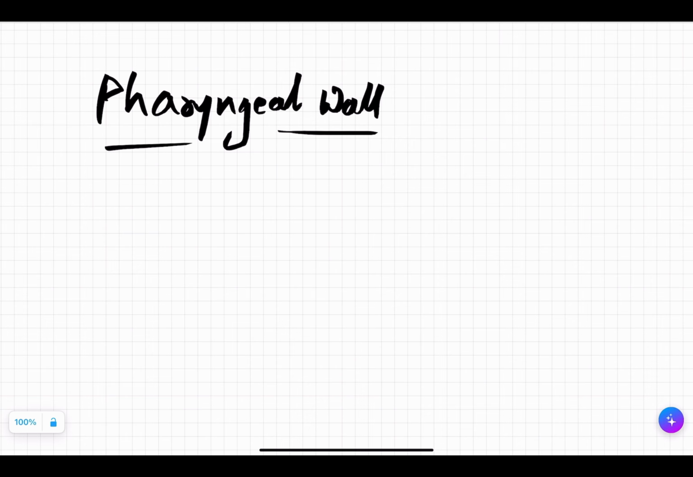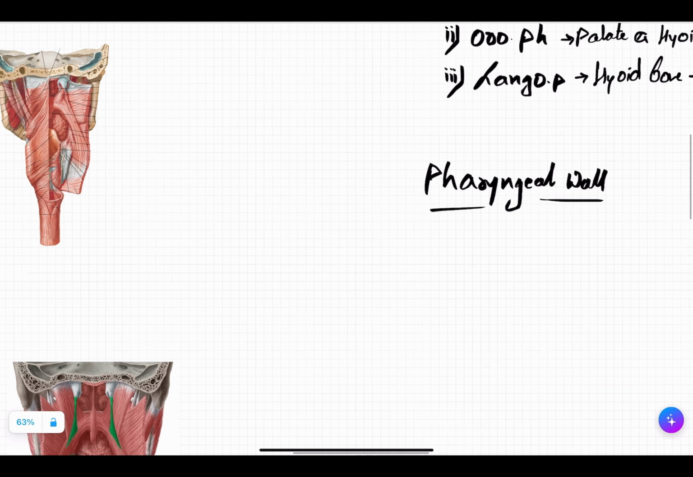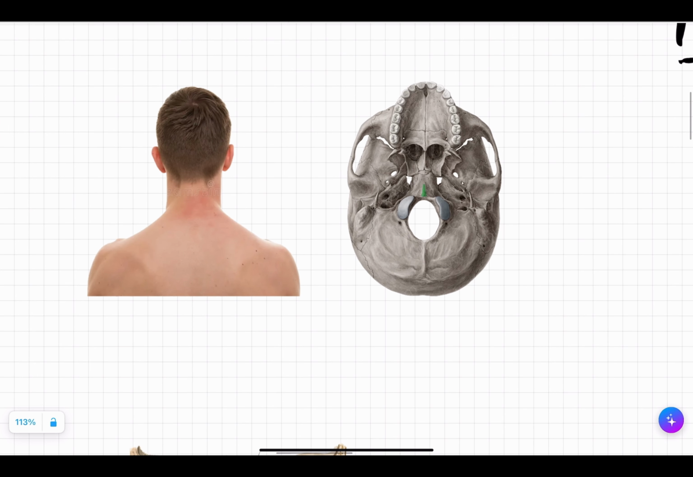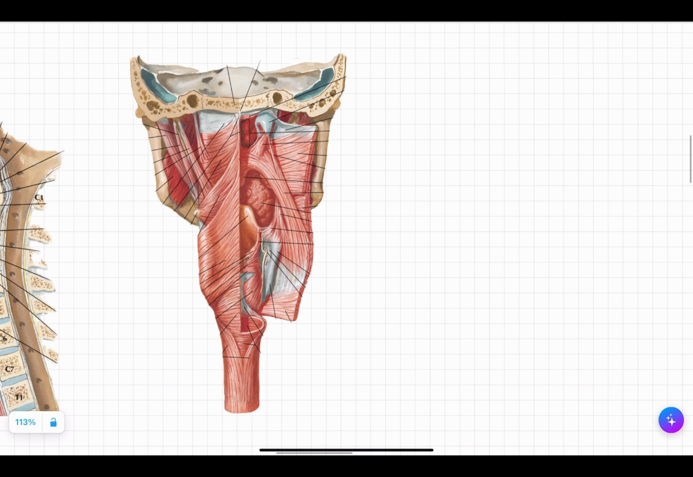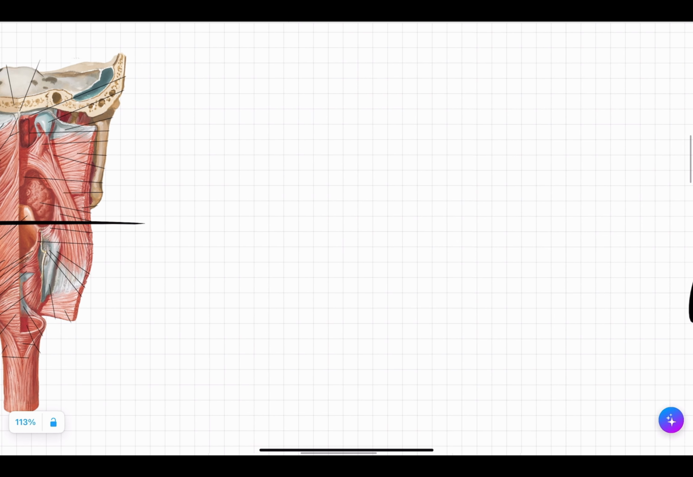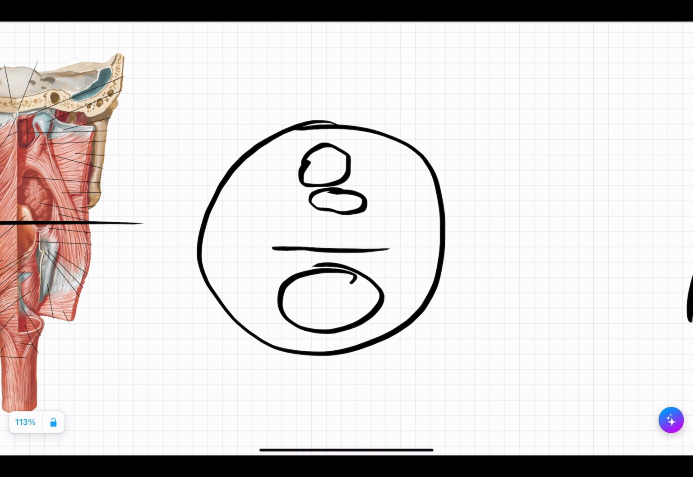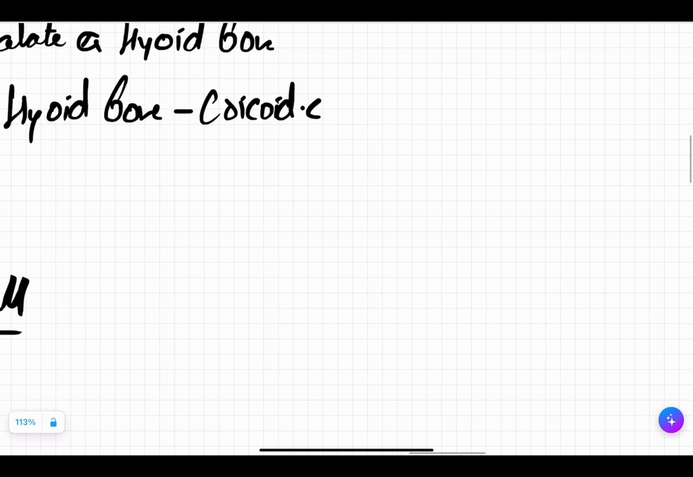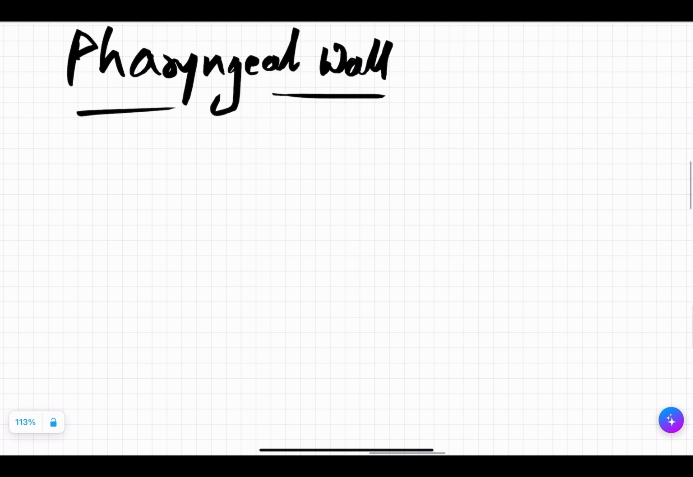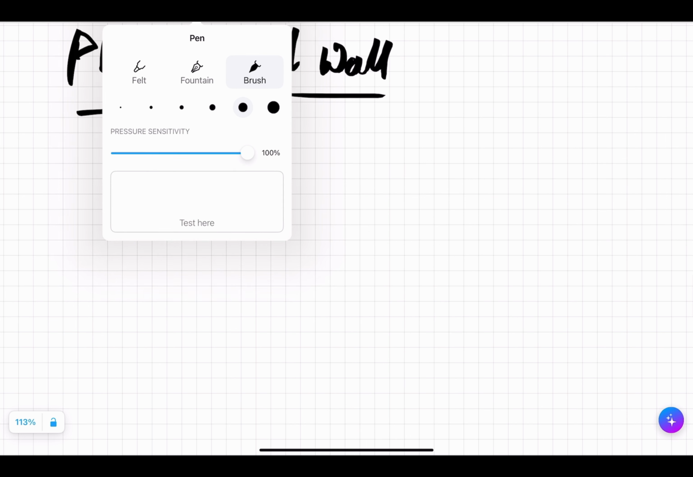Pharyngeal wall, it means, suppose this is your neck. If I cut it from here or I cut it from here, your neck will be like this. Anteriorly you will have larynx, posteriorly you will have your pharynx, then you will have vertebrae, prevertebral fascia and everything. So we are going to see your pharynx in detail, like what are the structures, what are the layers there. So in the pharyngeal wall you have 4 layers. Okay, let's draw it all.